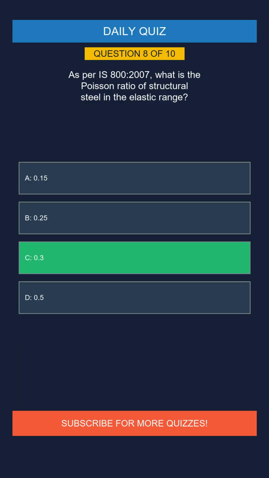Time is up. The correct answer is option C, 0.3.